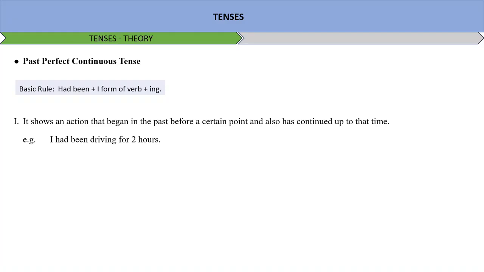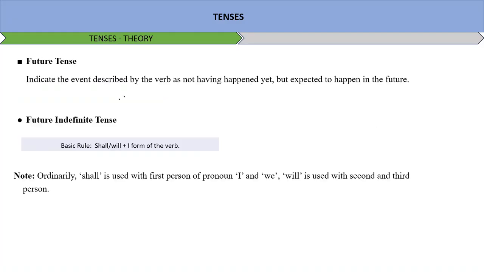Next. Future indicates the event described by the verb as not having happened yet but expected to happen. Always remember, future is always about what is expected to happen in the future. What is future indefinite tense? Shall or will plus first form of verb.